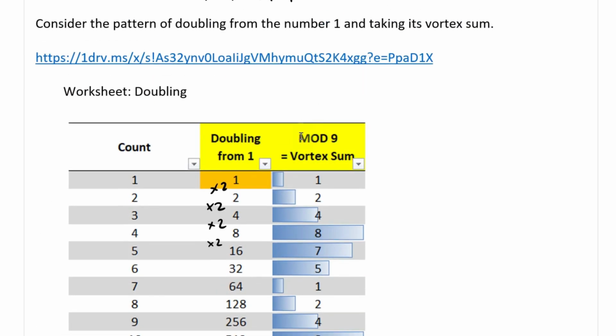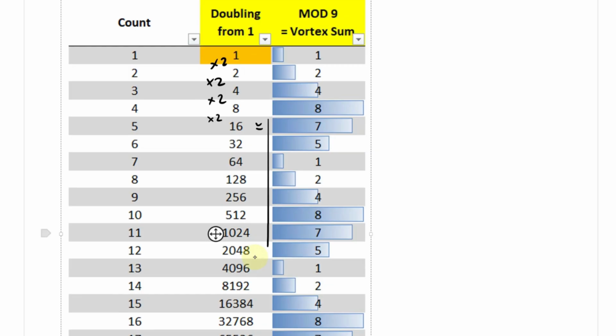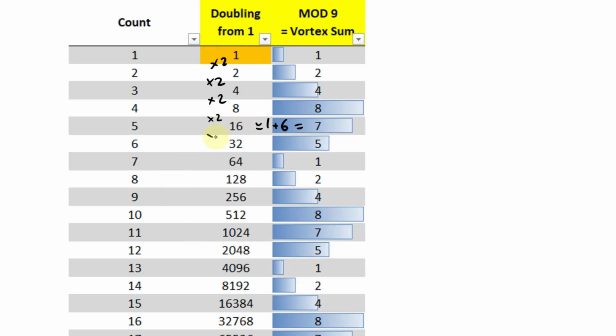The vortex sum of 1 is just 1. It equals the number mod 9, so you just put mod 9 in the calculator and it automatically calculates it. Now 2 mod 9 is 2, so the vortex sum is 2. And here's 16: v equals 1 plus 6 equals 7. After that, you can multiply 16 times 2 to get 32, and v equals 3 plus 2 is 5, and so on.